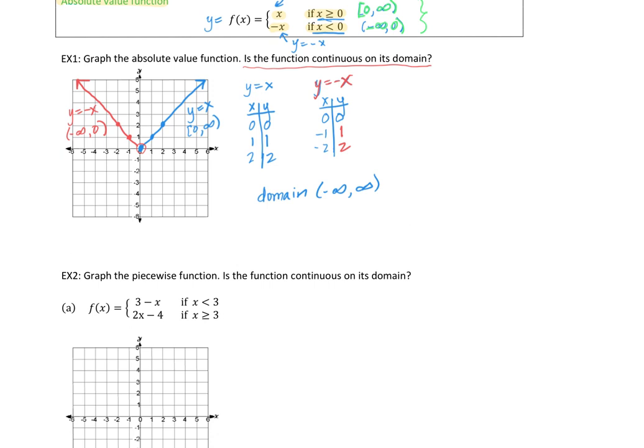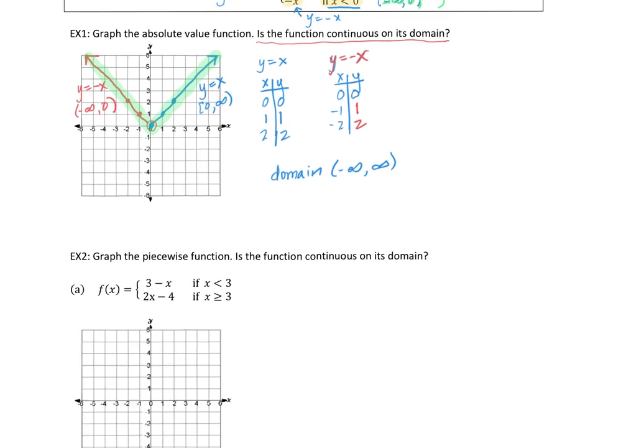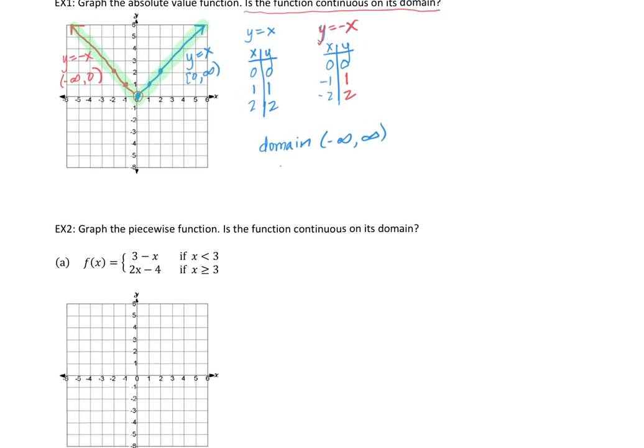And yes, it is, because remember, continuous just means that you can draw the graph without lifting up your pen, which I can do. And that just means there are no holes or no breaks in your graph. What I would write is that it is continuous, or I'm just going to put continuous.